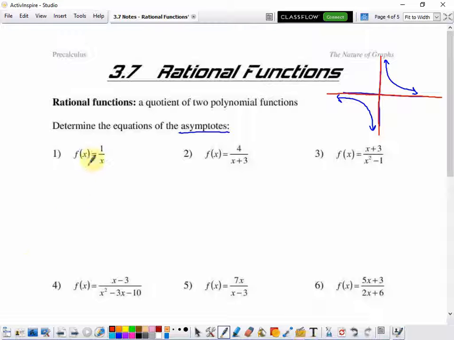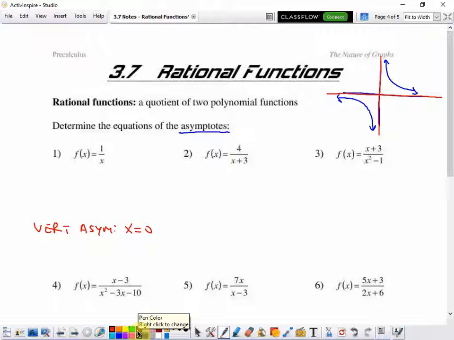So in number 1, f of x equals 1 over x. There's a picture of it over on the right. It's got two asymptotes. The first one is the vertical asymptote, and that's the y-axis, or x equals 0. That's an asymptote because the graph can never touch that.